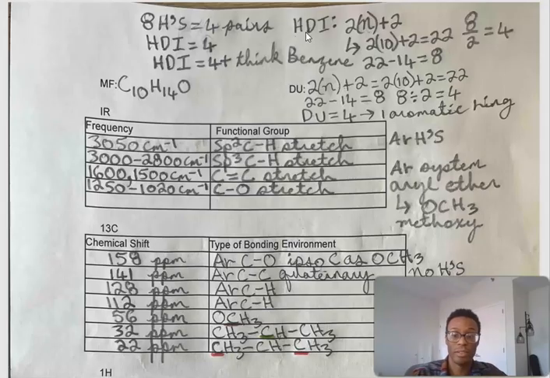In this case, it is 2 times 10 plus 2 minus 14, divided by 2, which equals 22 minus 14 divided by 2, resulting in 4. So we have 4 degrees of unsaturation. A benzene ring accounts for exactly 4: 1 ring plus 3 pi bonds, so this immediately suggests an aromatic system.